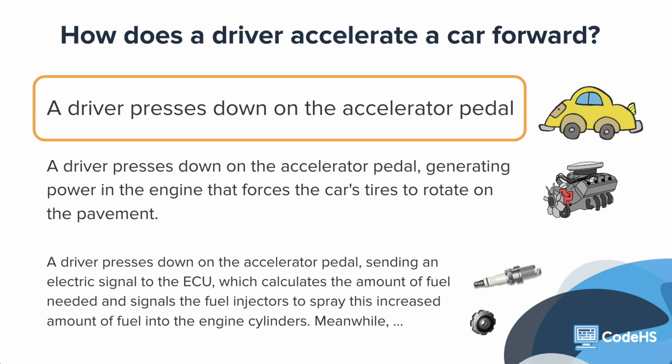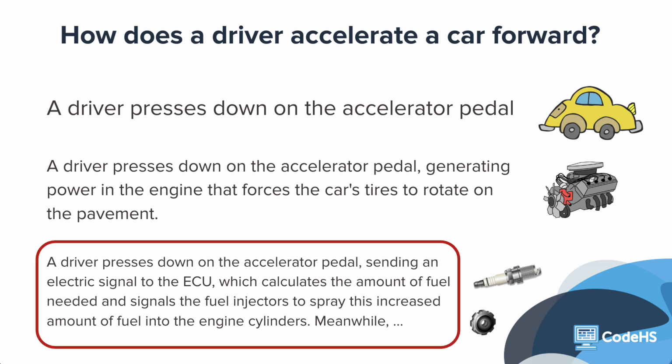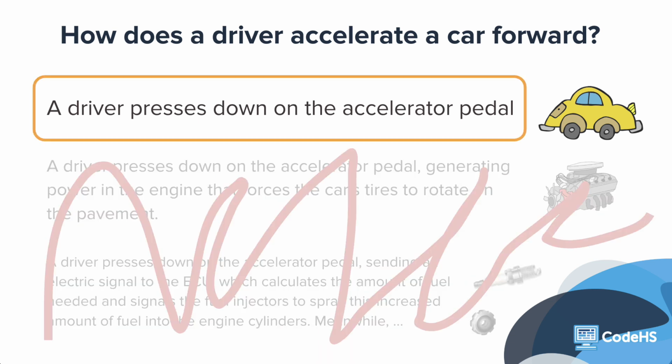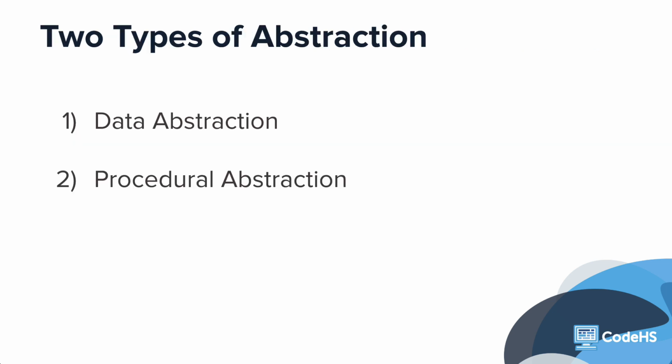Back to our car example. The top level captures the main information relevant to someone who is driving the car. The bottom answer provides too many details for a driver. Abstraction limits the information to what is needed by the driver in order to operate the car. There are two main types of abstraction you will focus on in this course: data abstraction and procedural abstraction.